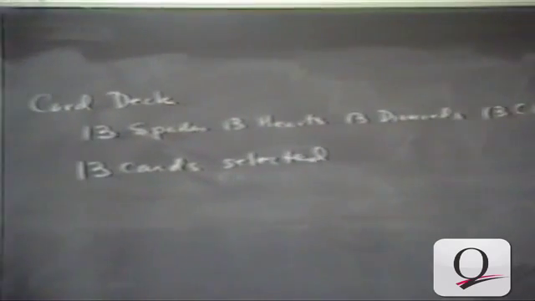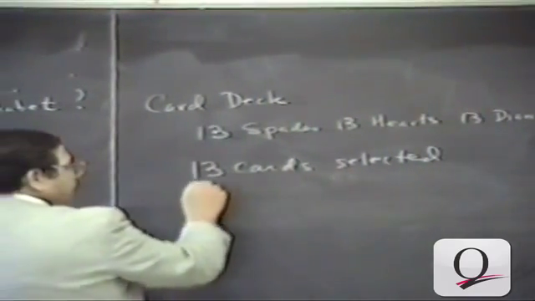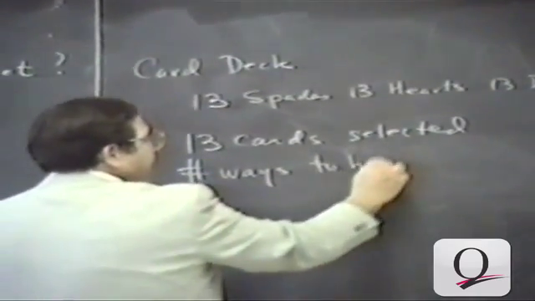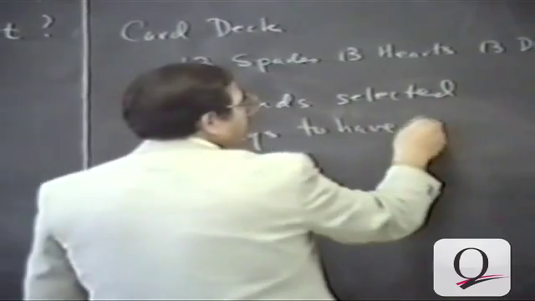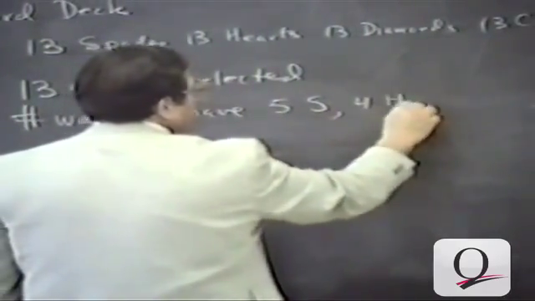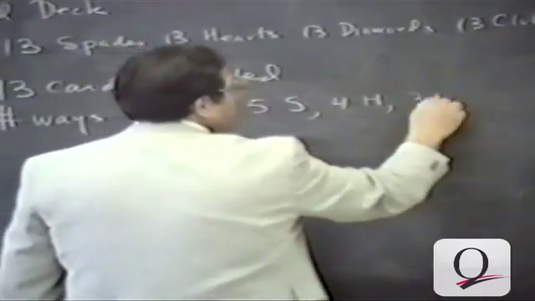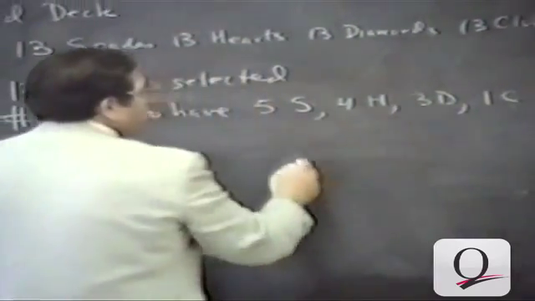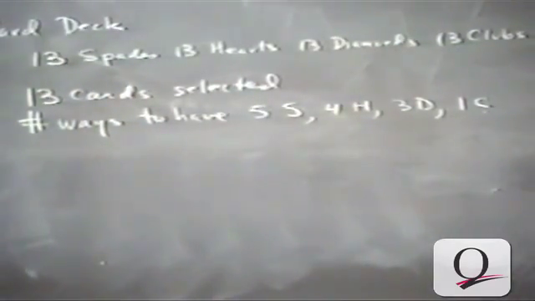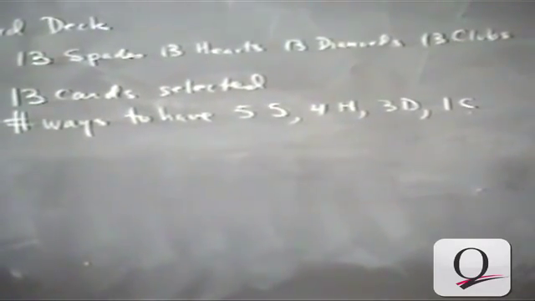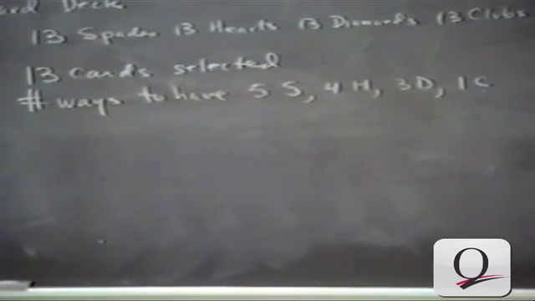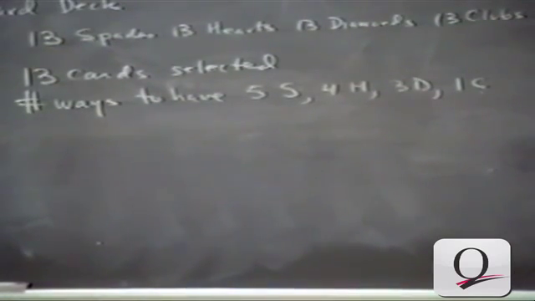How many ways could you have a hand to have, let's say, 5 spades, 4 hearts, 3 diamonds, and 1 club? That gives me 13 cards. Now again, by the principle that kind can only be selected from like kind, I can only choose my spades from the spades, etc.